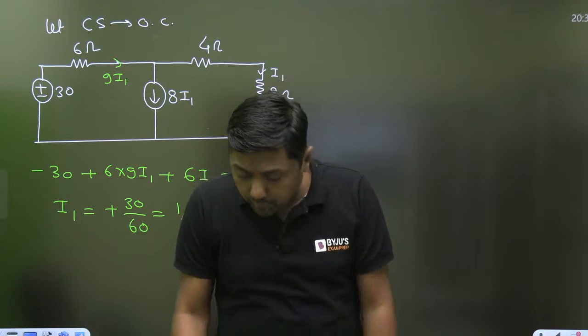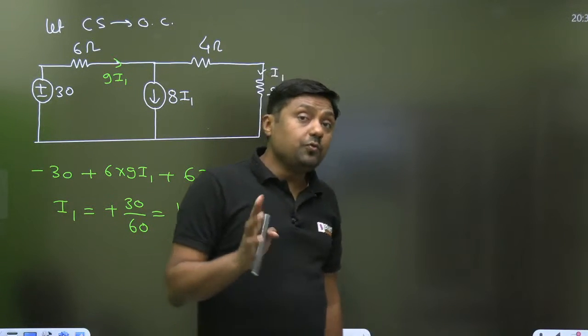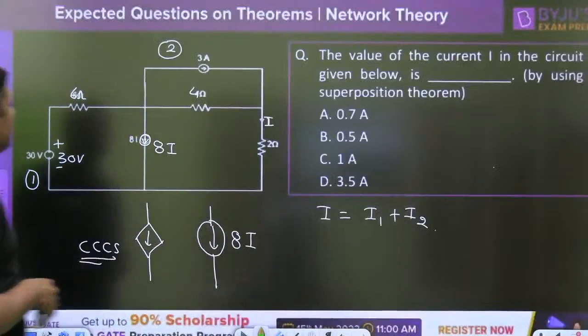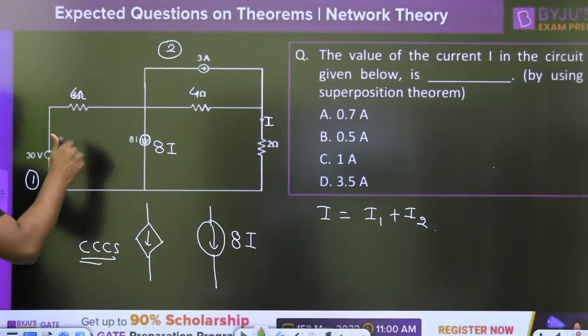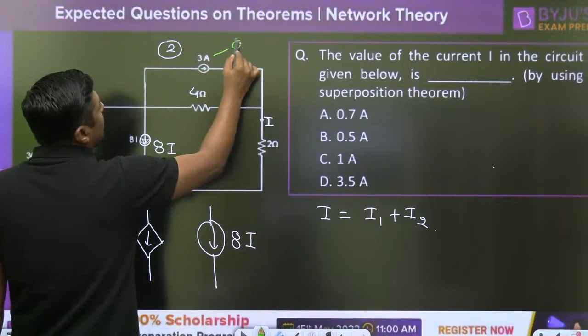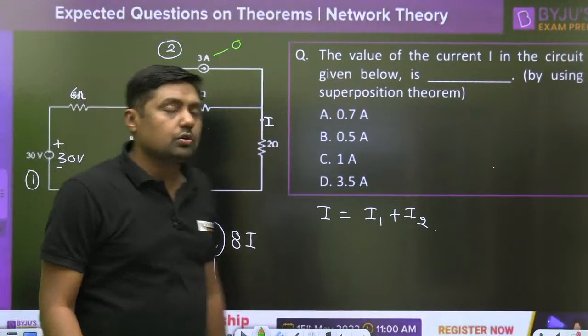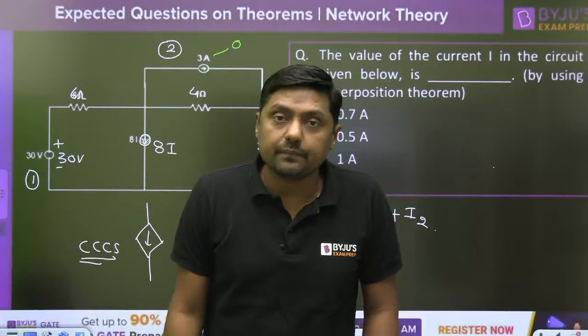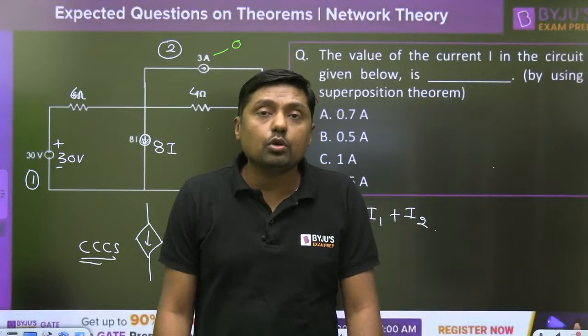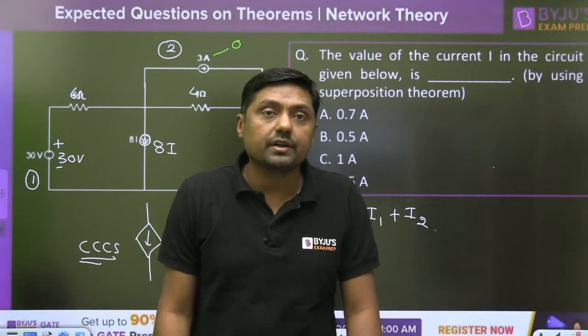Yes, in the superposition theorem, when we are considering one battery, for example the 30 volt, the other source should be equal to 0. To make the current source equal to 0, it should act as what? Open circuit. And when we want to make the voltage source 0, it should act as what? Short circuit. That is the reason.